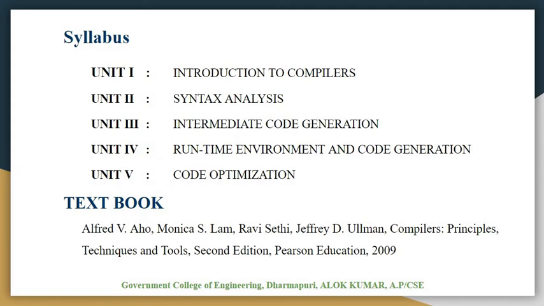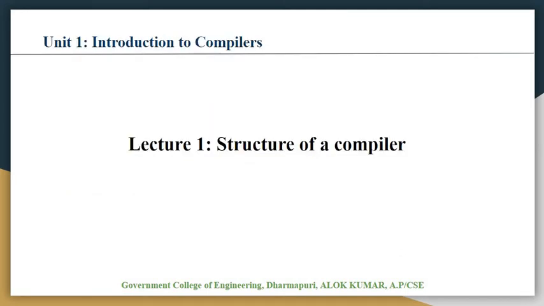And in the syllabus, there are a total of 5 units. First one is introduction to compilers, second one is syntax analysis, third one is intermediate code generation, fourth unit is runtime environment and code generation, fifth unit is code optimization. For compiler design we will follow one textbook written by Ullman, and the book name is Compilers: Principles, Techniques and Tools.